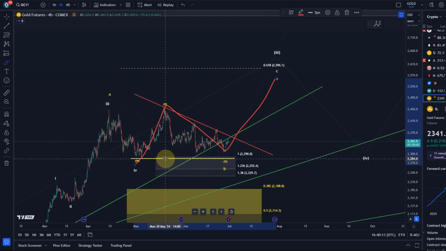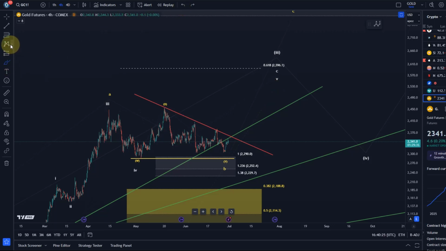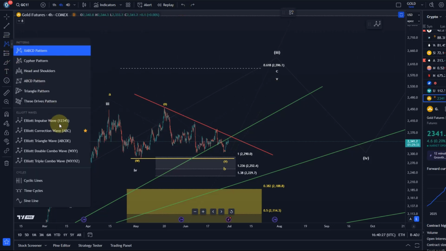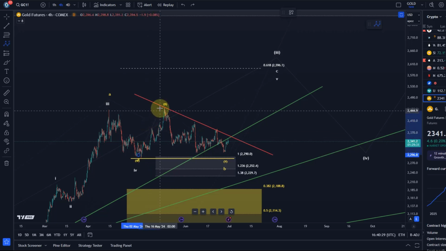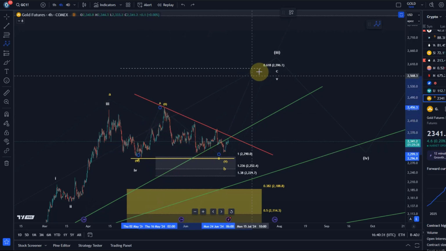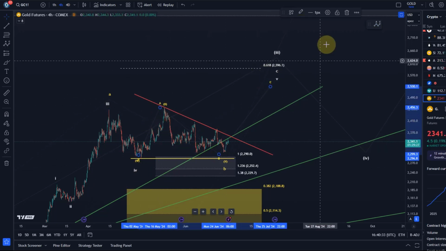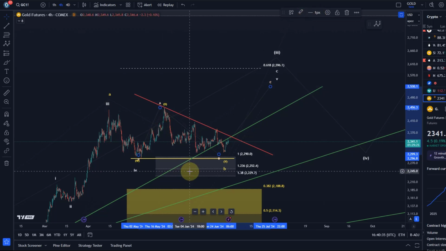So 2,285, okay? That really needs to hold. That's the clear invalidation point for a scenario in which we are already in the 5th wave. It would basically be the white count, because the B wave in this context really shouldn't break below the low of the 4th wave. Okay, so this would be the white count, A, B, C.